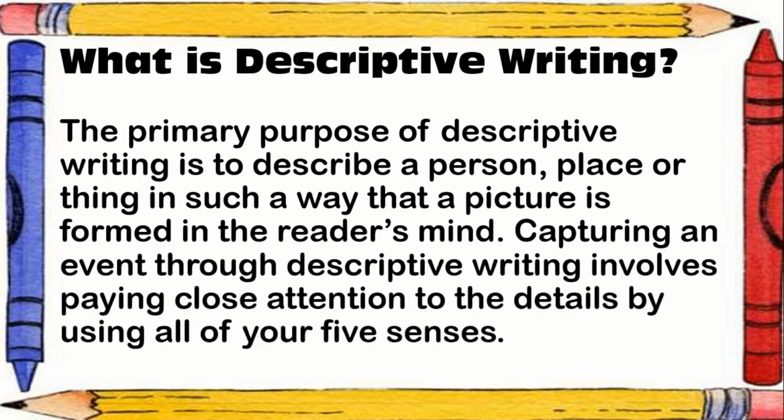So, what is descriptive writing? Now, the primary purpose of descriptive writing is to describe a person, place, or thing in such a way that a picture is formed in the reader's mind. Now, that picture will capture an event through descriptive writing. Capturing an event through descriptive writing involves paying attention to details by using all of your 5 senses.